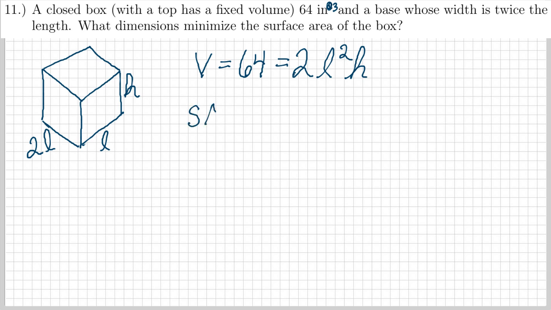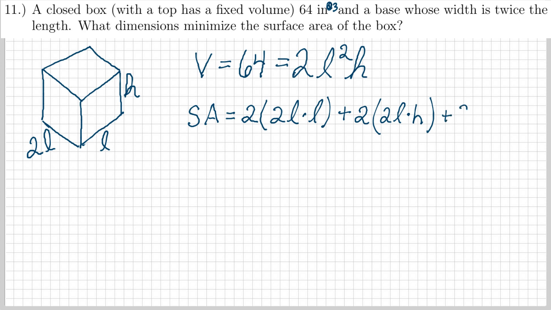And then the surface area is equal to, let's see, we have two sides of area 2L times L plus two sides of area 2L times H plus two sides of area L times H. And that makes 6 sides, and that is how many sides a box has.